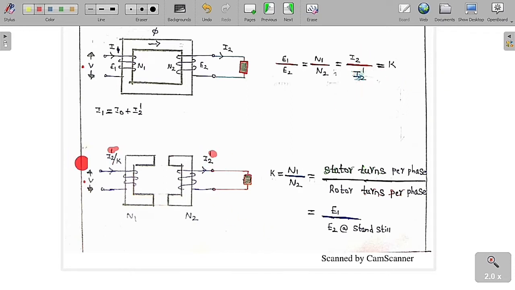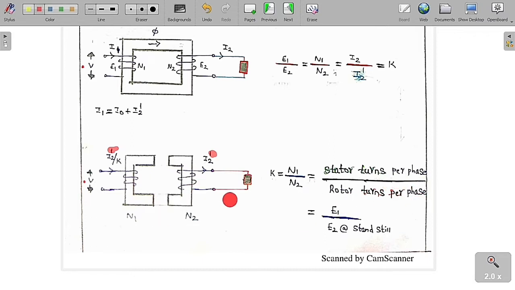If this is I2, then this is called I2 by K. Or you can simply write this as I2 dash, then this will be I2 dash by K. Or you can say, what is the value of K? K is the ratio of the primary winding by secondary winding. So N1 by N2 is equal to stator turns per phase by rotor turns per phase.